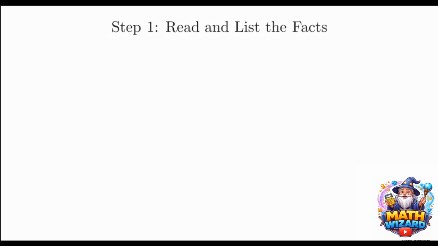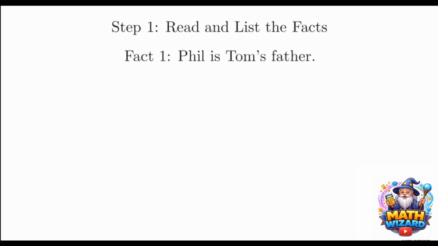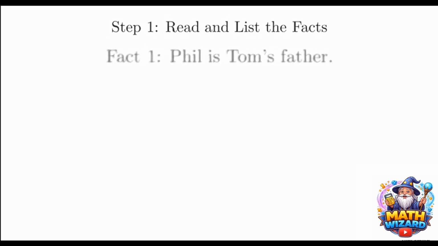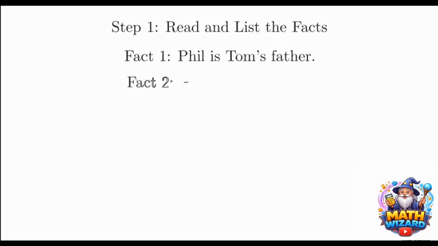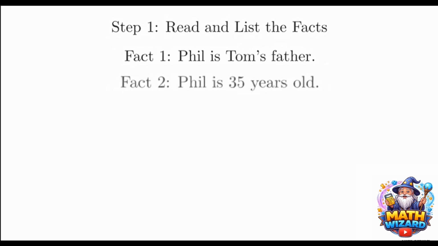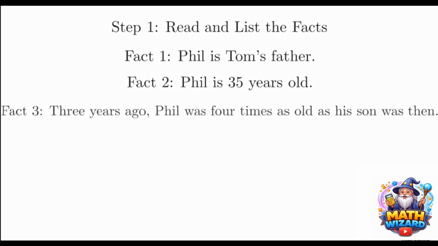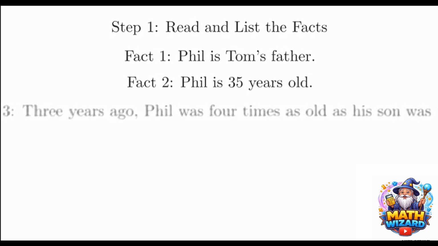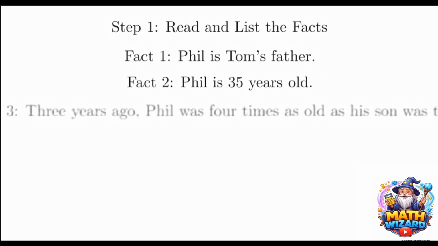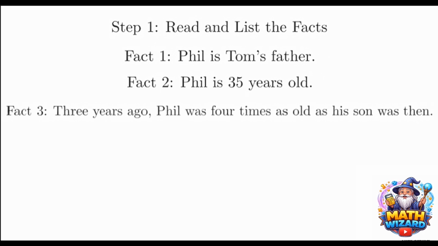Step 1. Read the problem carefully and write down all the facts. Let's highlight the facts as we read them again. Fact 1 is that Phil is Tom's father. This tells us Phil is older, which is a good check for our final answer. Fact 2 is that Phil is 35 years old right now. This is a solid number we can work with. Fact 3, and this is the most important one, describes a relationship between their ages in the past. It says 3 years ago, Phil's age was 4 times Tom's age.